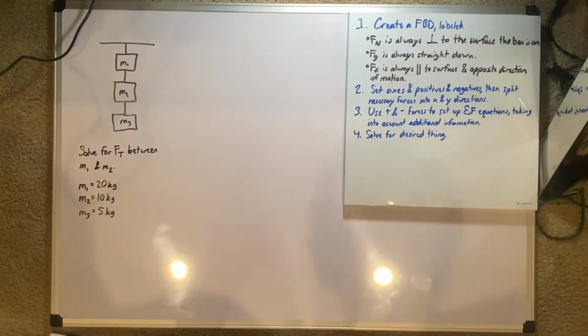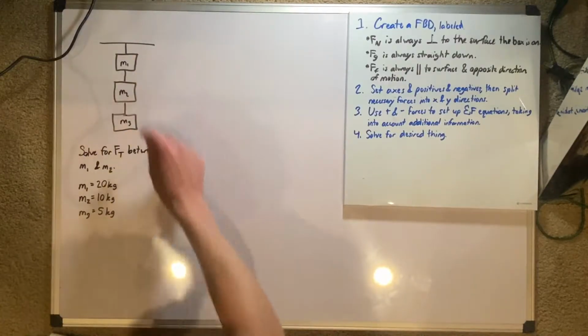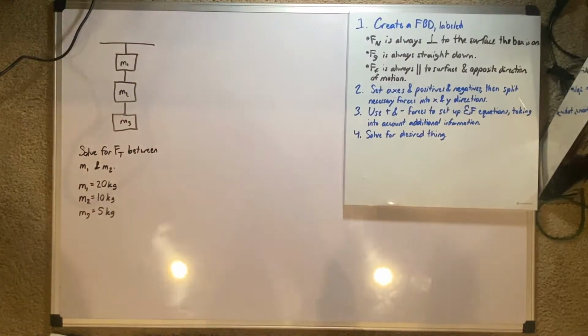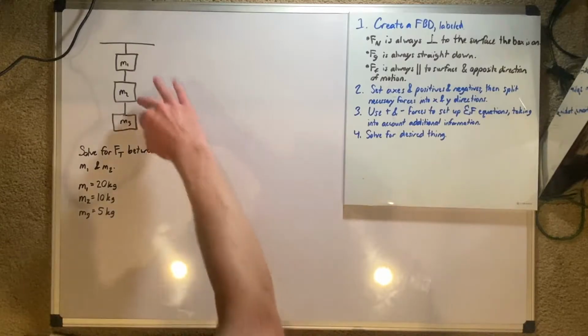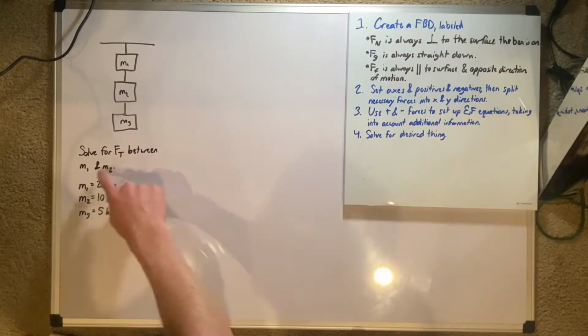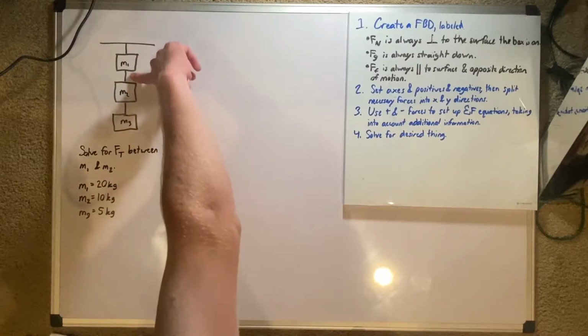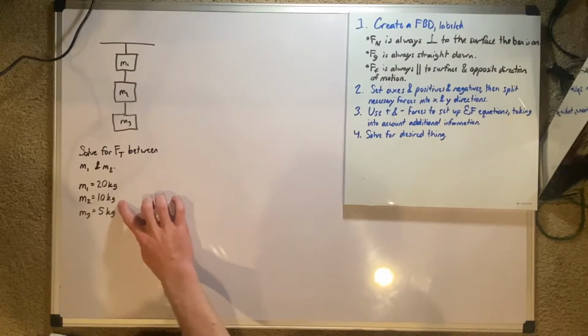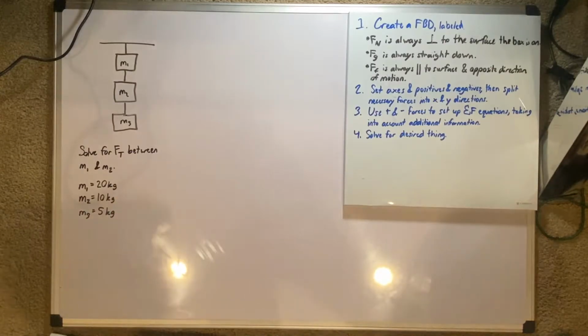This problem presents us with 3 blocks of mass, each attached by strings to a surface, all 3 hanging in equilibrium, and it says solve for the force of tension between mass 1 and mass 2. So it's the force of tension in that string, where mass 1 is equal to 20 kilograms, mass 2 is equal to 10 kilograms, and mass 3 is equal to 5 kilograms.